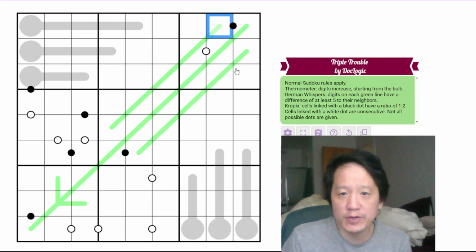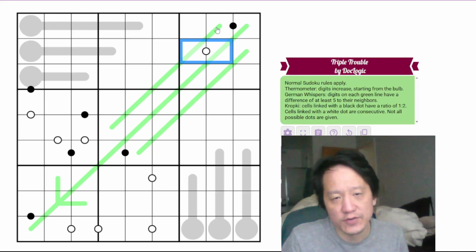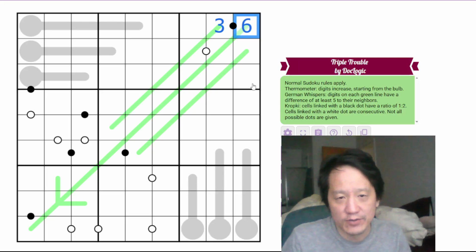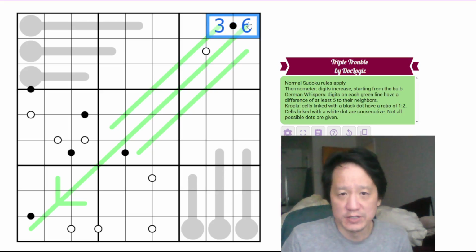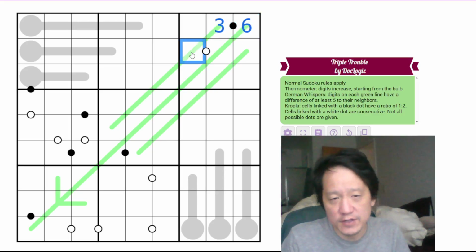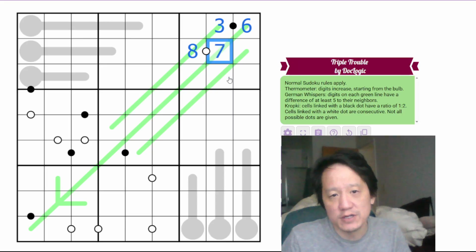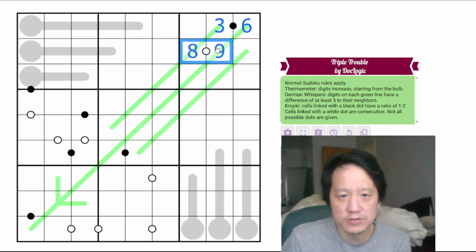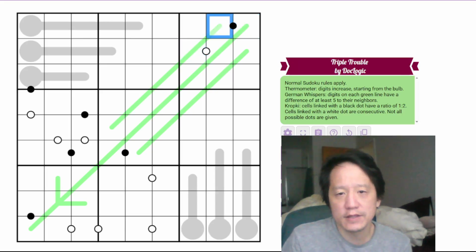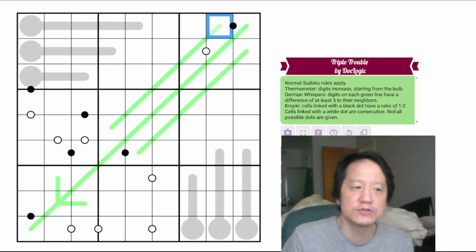We also have Kropke dots, where cells linked with a black dot have a ratio of 1 to 2, and cells linked with a white dot are consecutive, and not all possible dots are given. So, for example, if this were 3, this would have to be 6 specifically, because these digits must be in a 1 to 2 ratio. If, say, this was an 8, this would have to be a 7 or a 9, because those digits must be consecutive. And that's how Kropke dots work, and those are all the rules.